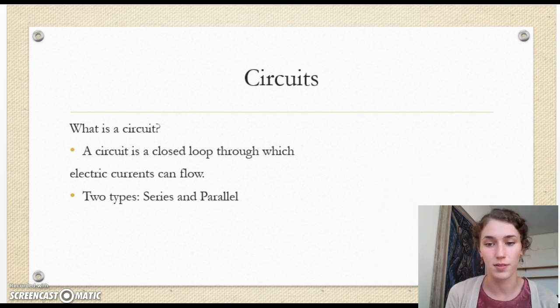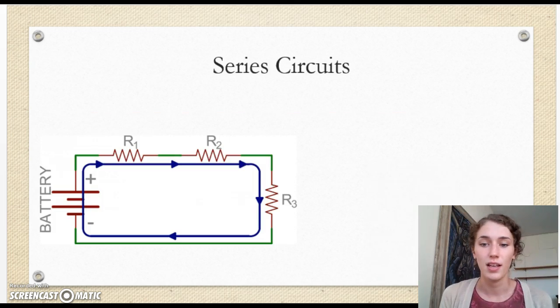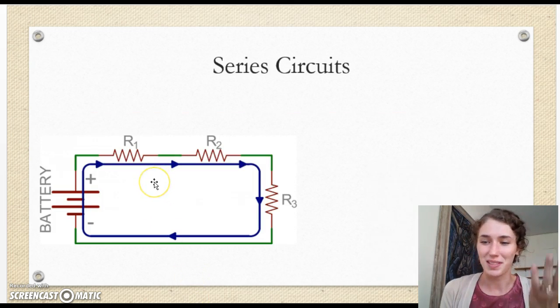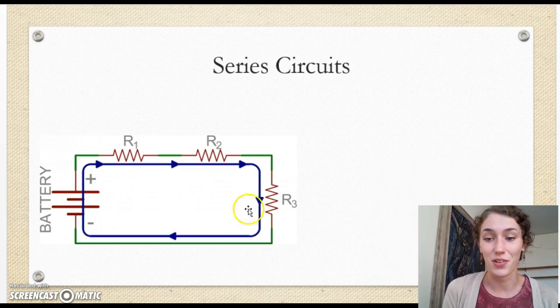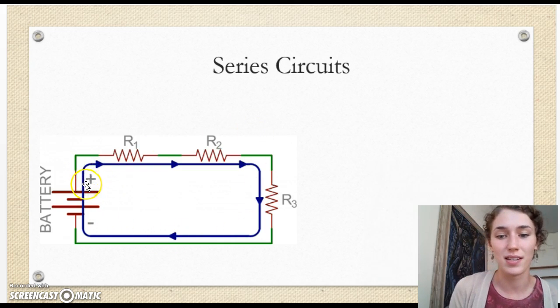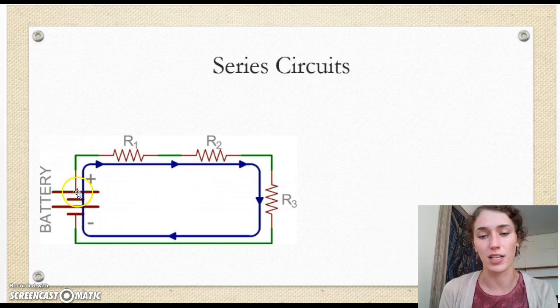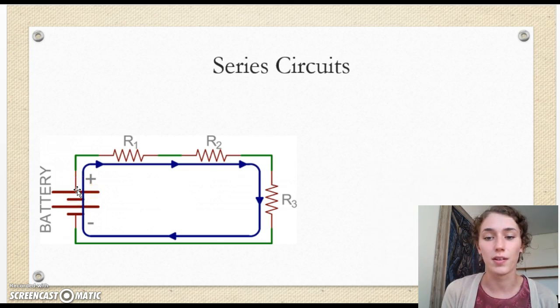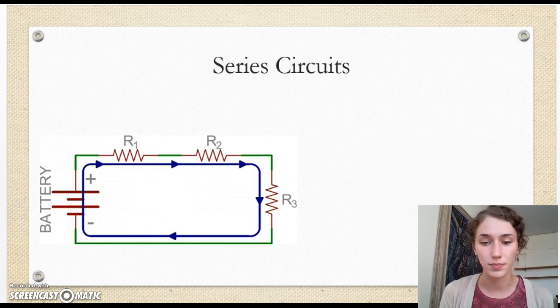And there are two types of circuits, series and parallel. Well, there's more types, but these are the two we're going to focus on. So a series circuit looks like this, but what does that mean? It's a closed circuit, and it has a battery charging it, and the flow of electricity will flow from the positive end of the battery through these resistors and back to the negative end.